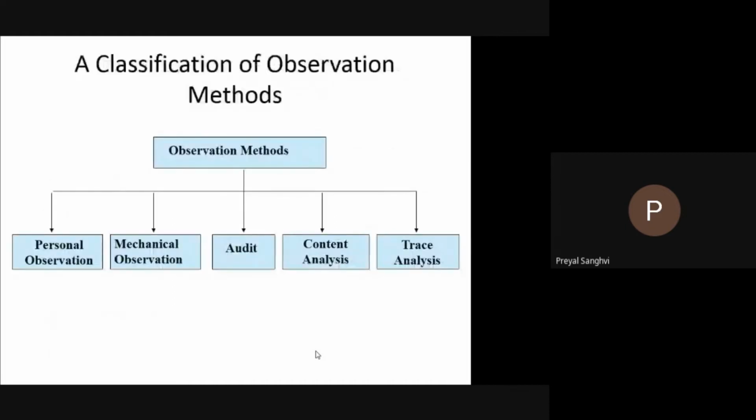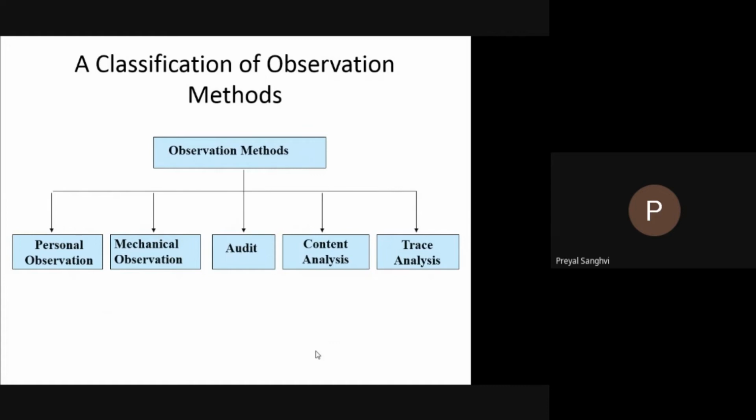Next, we are going to discuss the classification of observation methods. If we want to do observation, what are the different methods that we can use? First we can use personal observation, mechanical observation, audit, content analysis, and trace analysis. These are all the different observation methods that we can use.